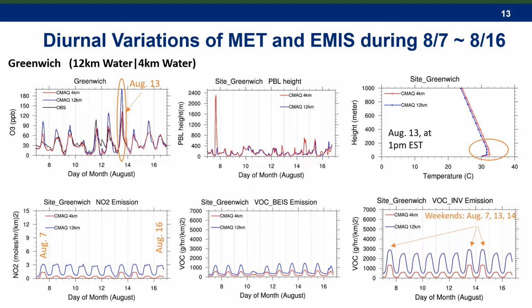Ozone simulations from 4 km CMAQ are lower than those from 12 km CMAQ and are very similar to observations. Those results indicate that accurately allocating emissions can improve the performance of CMAQ simulations.